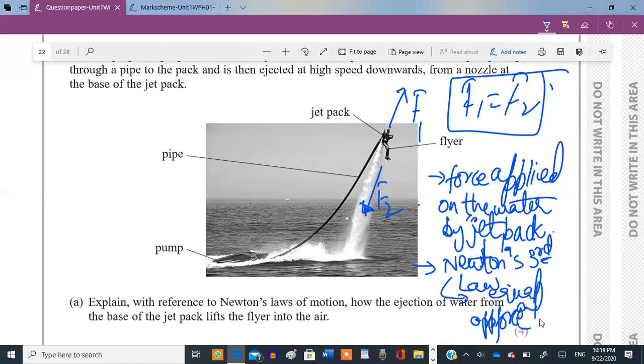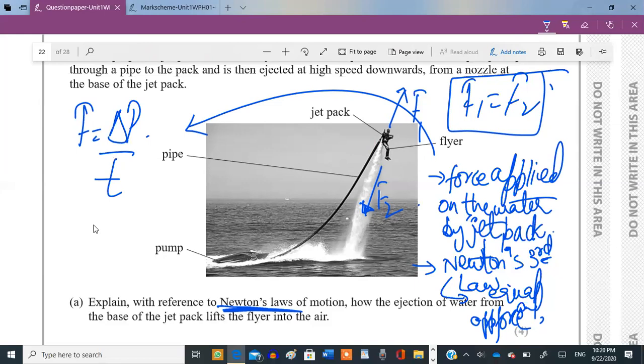And they ask us to explain in terms of Newton's laws of motion, not just one law, but more than one law. So what is force? According to Newton's second law, force is rate of change of momentum, right? So there is change in momentum of the water. So the change in momentum of the water per unit time also causes a change in momentum of the person. Okay? There is rate of change of momentum of the water.